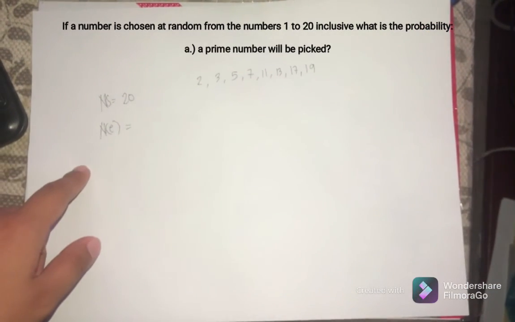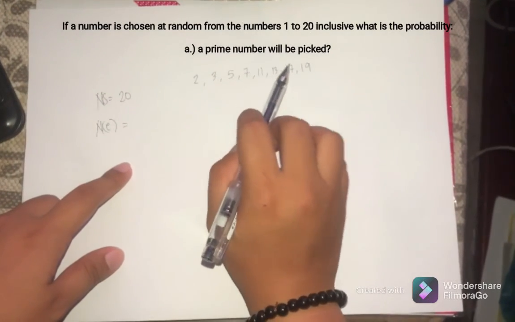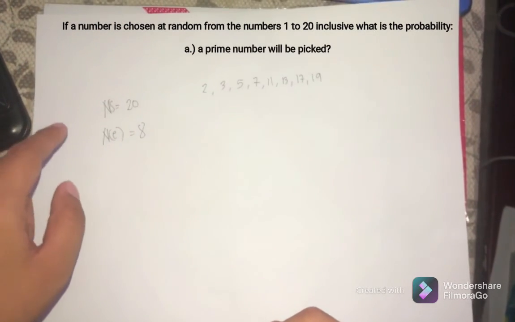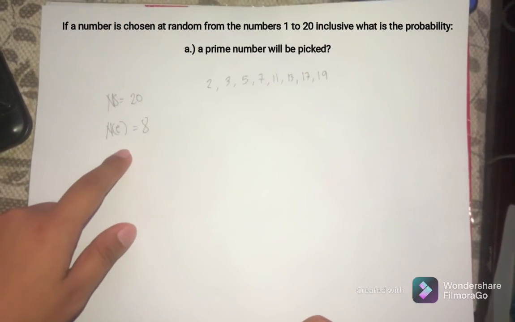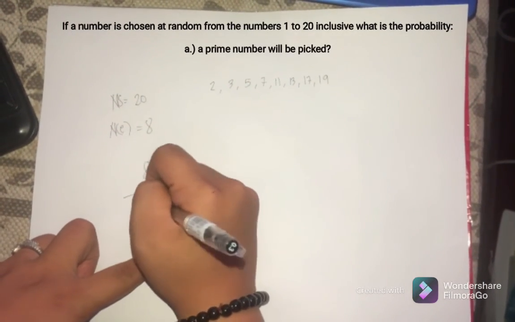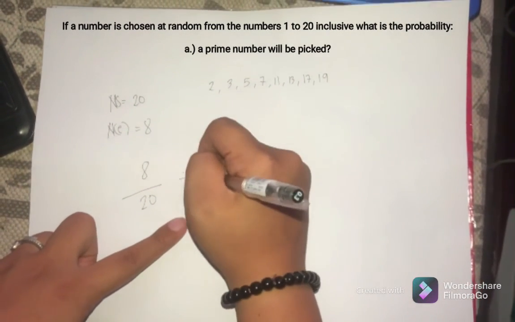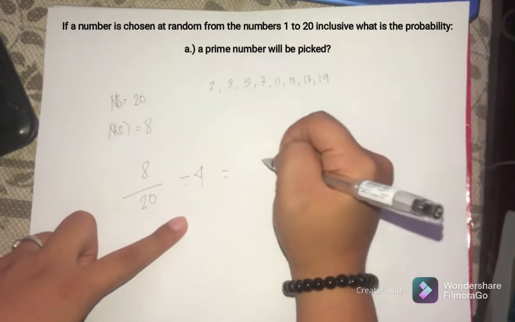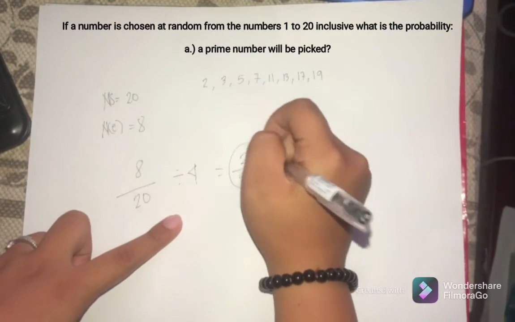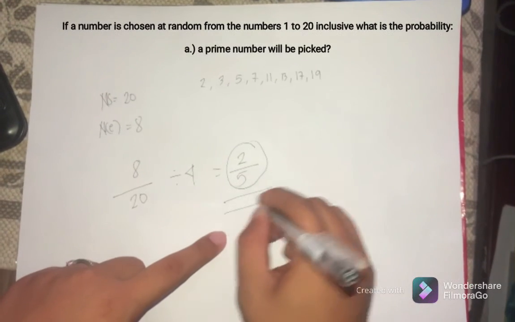And we will count how many prime numbers there are: 1, 2, 3, 4, 5, 6, 7, 8. There are 8 prime numbers, so n(E) will be 8. Using the formula, P(E) equals 8 over 20. To simplify, they are both divisible by 4, which equals 2 over 5. So the probability of a prime number is 2 over 5.